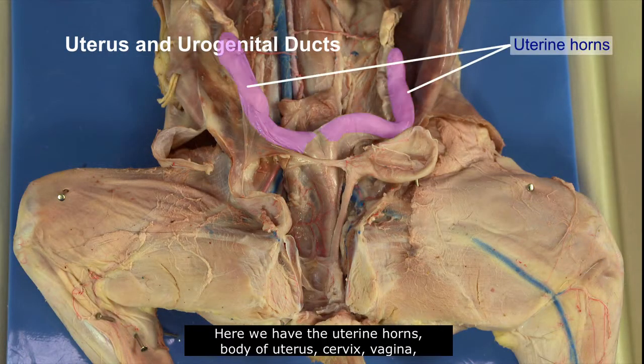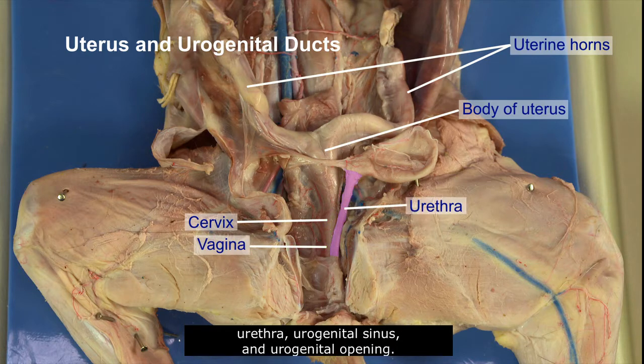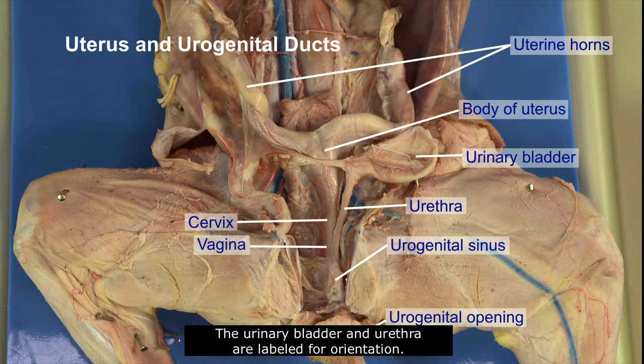Here we have the uterine horns, body of uterus, cervix, vagina, urethra, urogenital sinus, and urogenital opening. The urinary bladder and urethra are labeled for orientation.